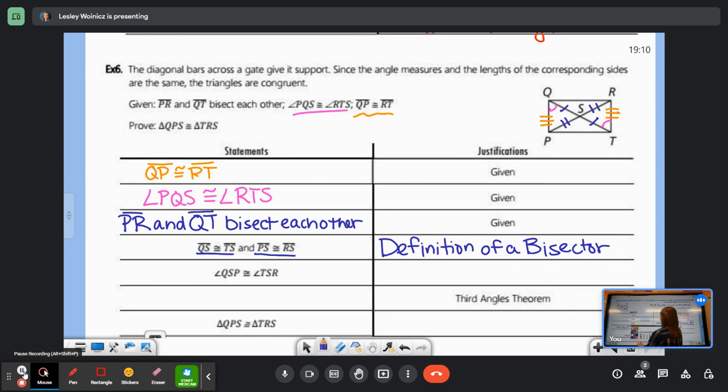Oh, look at these ones. Okay, look at this. QSP and TSR. QSP, that's this guy, and TSR is that guy. Those are congruent because of the vertical angles theorem. Okay, so we've got the vertical angles theorem.